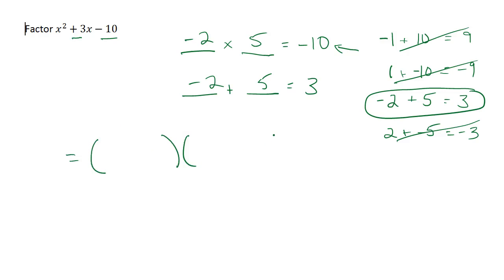So we set up our two sets of brackets. The x goes first, or whatever letter is right here, and then one is a negative 2, and the other one's a positive 5. And there we go. We have factored this expression right here.